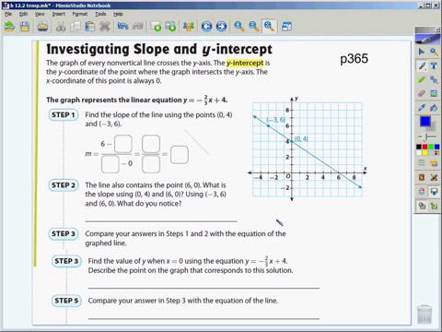On page 365, it says the graph of a non-vertical line crosses the y-axis. The y-intercept is the y-coordinate of the point where the graph intersects the y-axis. So let's look at this. What is the y-intercept on this graph? No, it's the y value. So it's not 0, 4, it's just what? It's just 4. The y-intercept, or the b value, is 4.